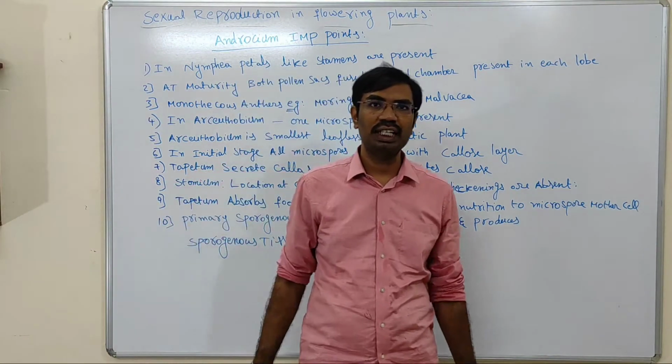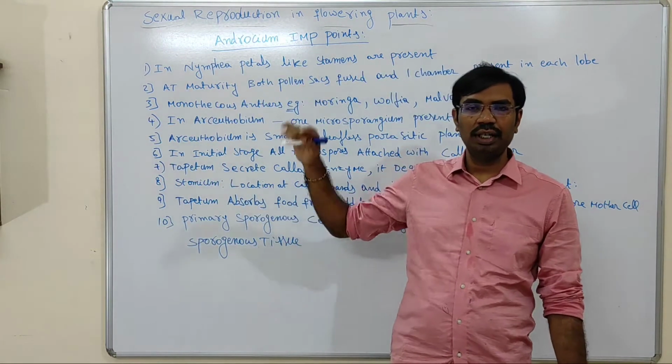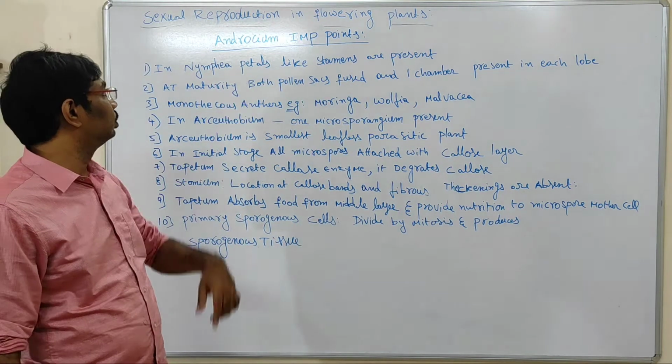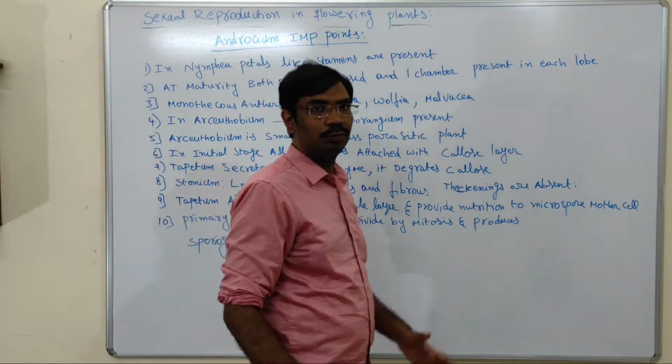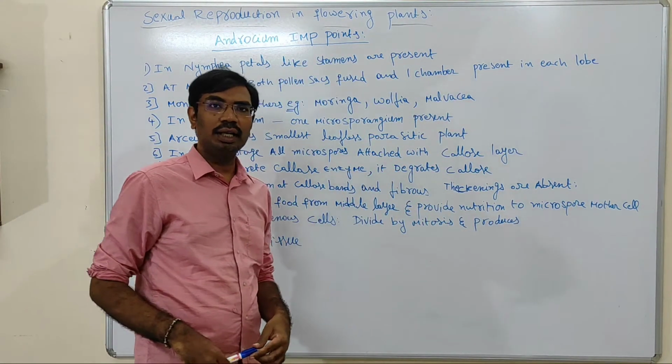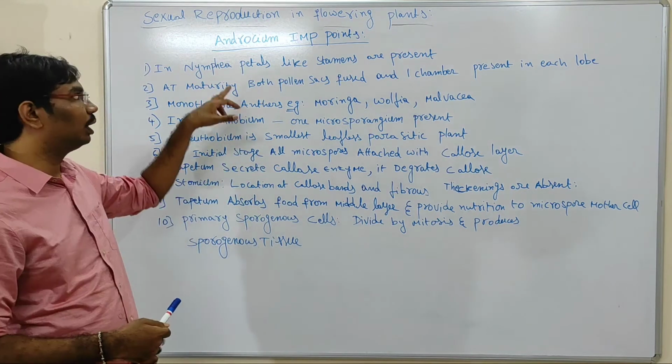Today I am going to explain golden points related to the androecium structure. See the first point: Nymphaea petals. In the Nymphaea plant, petal-like stamens are present.